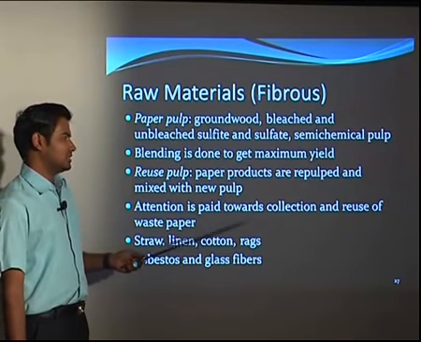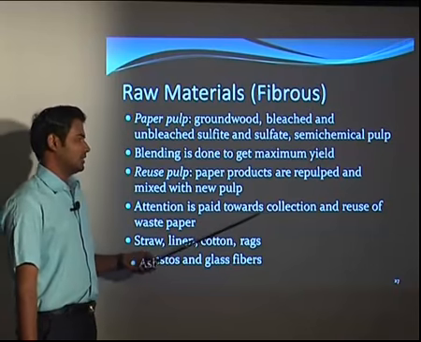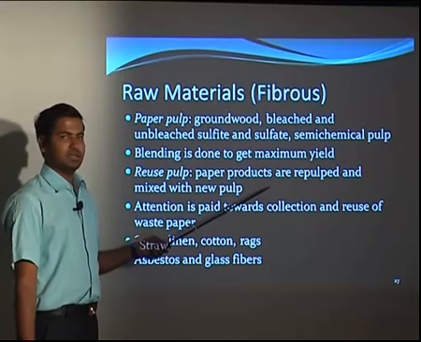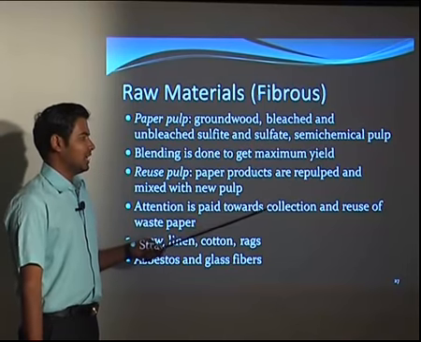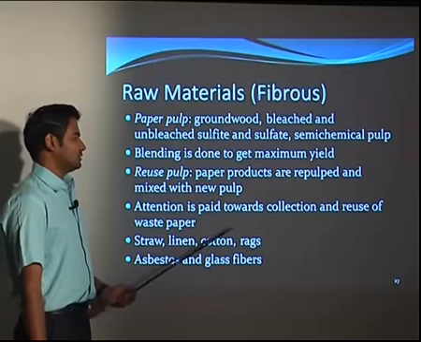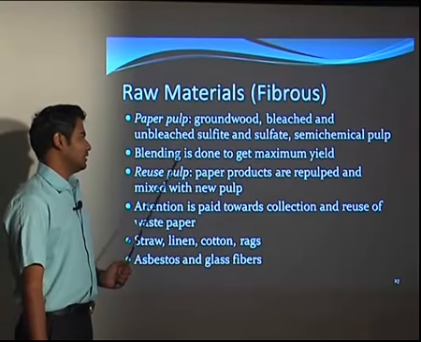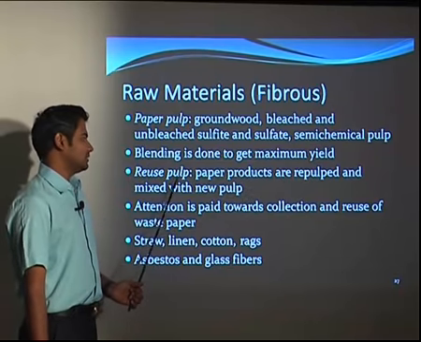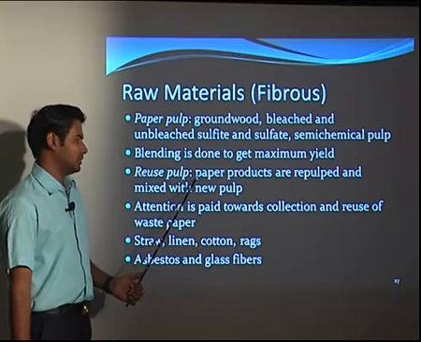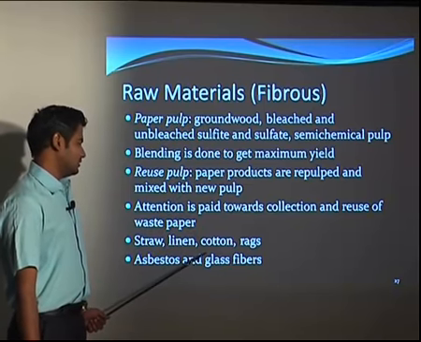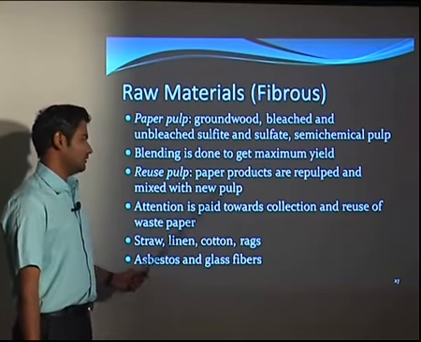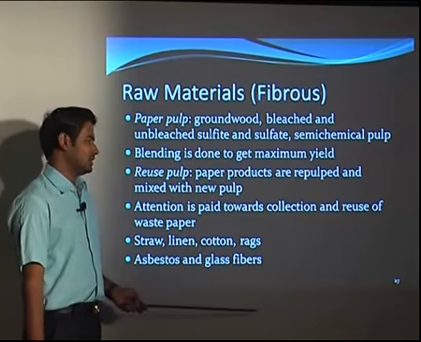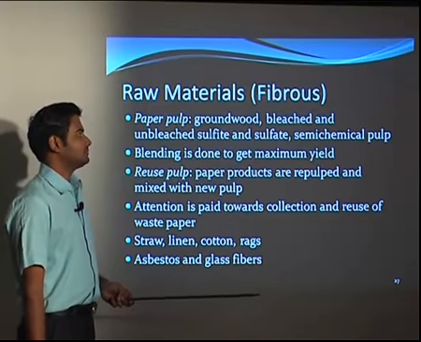Attention is paid toward the collection and reuse of the waste paper. As we have discussed earlier, the collection should be very high, and we have to find newer and high yielding techniques for the reuse of the waste paper, so that we can pulp it. If we repulp the waste paper, we can use it as good quality pulp and have paper. Then we can use straw, linen, cotton and rags as fibrous material. Then asbestos and glass fibers also can be used to get high strength fibrous material.